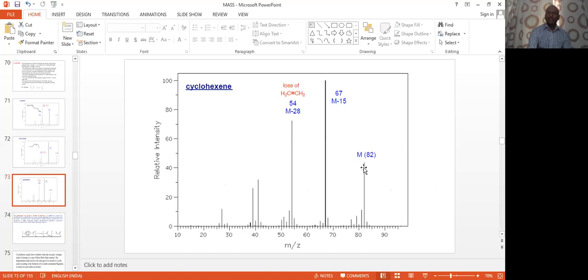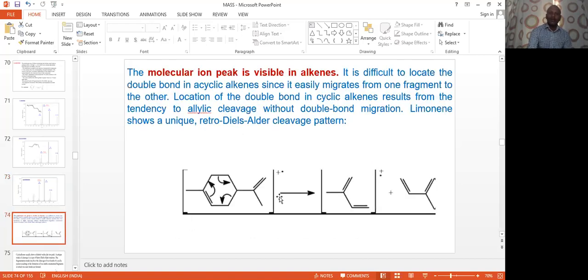So prominent it is. It is visible, whether it is a straight chain alkane or a branched alkane. But in cycloalkanes, the molecular ion peak will be visible. For alkenes as well, the molecular ion peaks are visible. And sometimes in alkenes, as we have already discussed, they undergo the McLafferty rearrangement as well as the retro-Diels-Alder reaction.